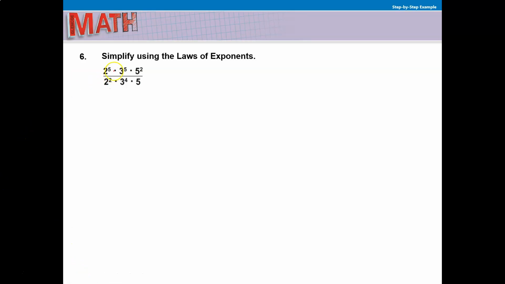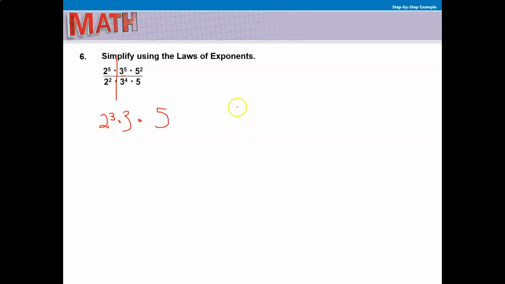Now, we have same bases here, here, and here. Okay, there's a couple ways to do these problems. So I have 2 to the 5th divided by 2 to the 2nd, which would give me 2 to the 3rd. 5 minus 2 is 3. Times 3 to the 5th divided by 3 to the 4th, which would just be 3, times 5 to the 2nd divided by 5 to the 1, which would be 2 minus 1, which would be 5.